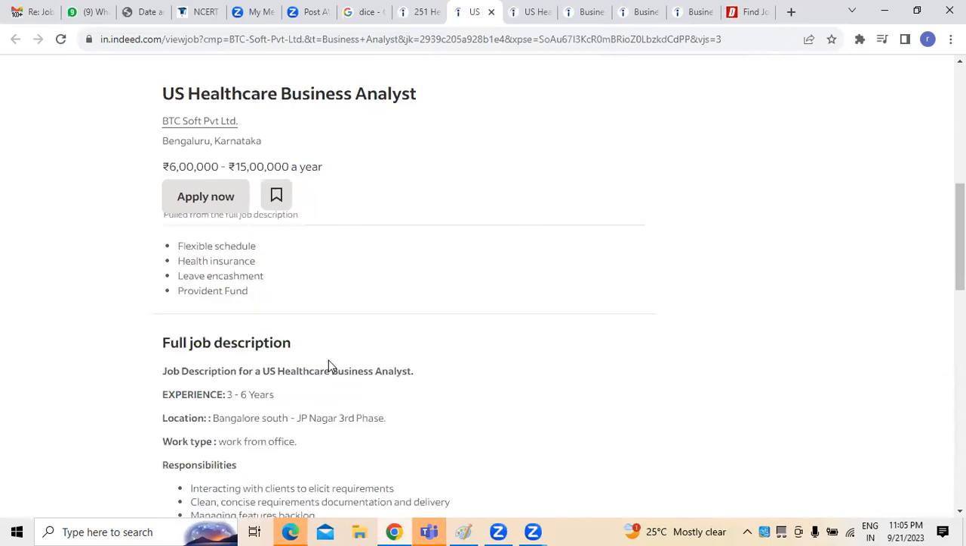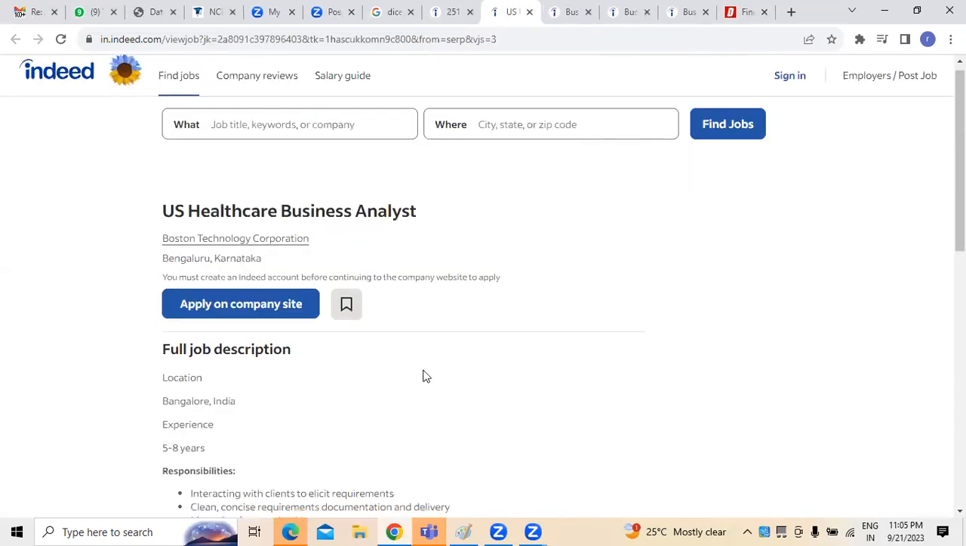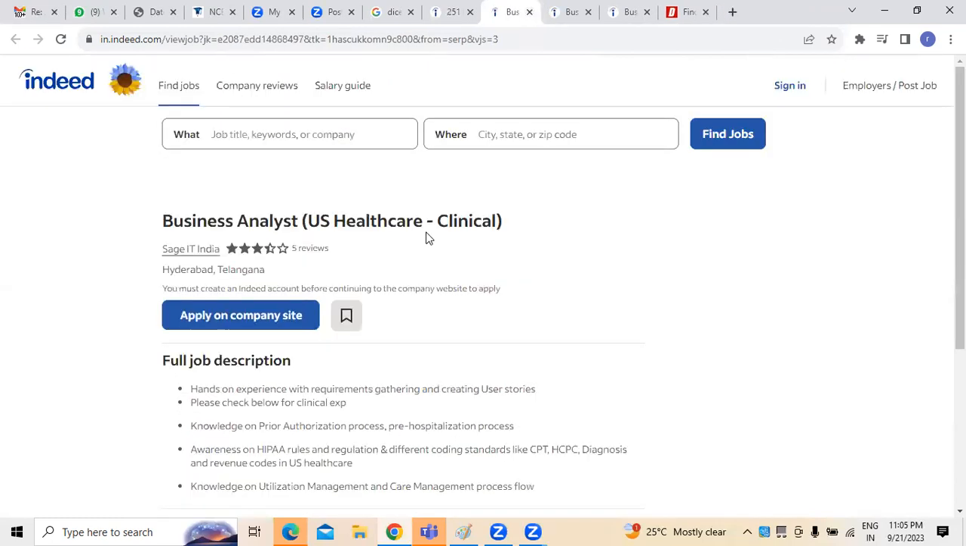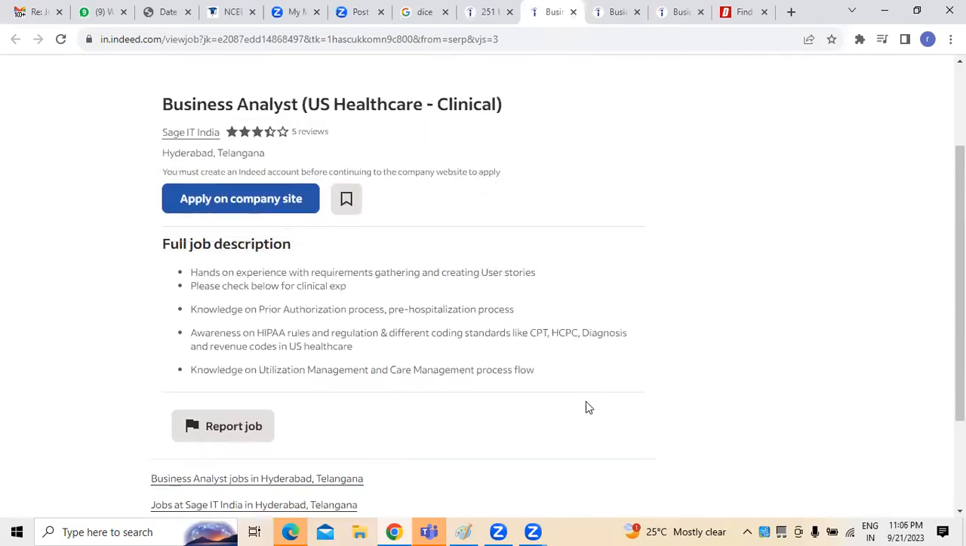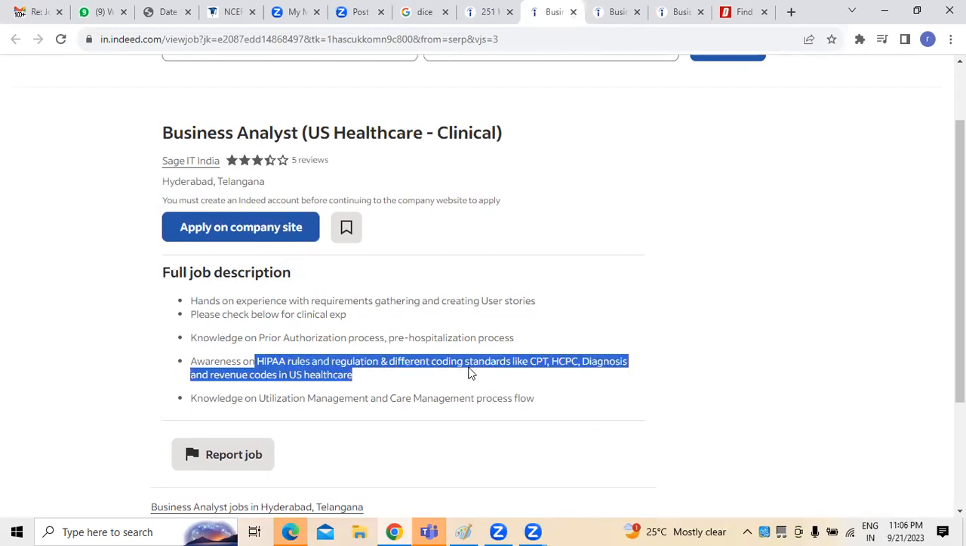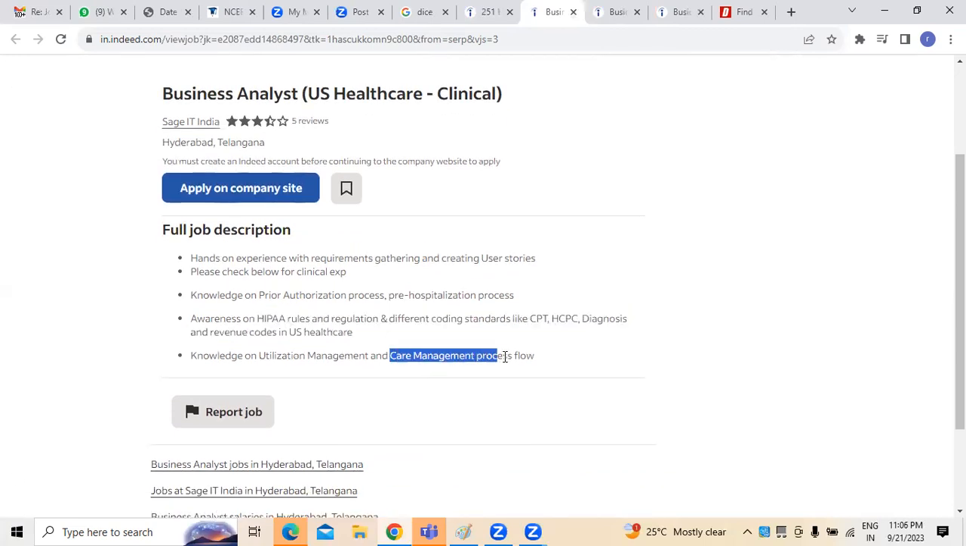Madam, are you watching this? If you can see here, of course, this is the profile we have already seen. Again, I'm showing because they have posted on Indeed and they had posted earlier on Naukri also. The same profile, US healthcare. Next, if you can see this company, I think this is the same Sage IT. You need to have an awareness over HIPAA rules and regulations, different coding standards like CPT, HCPCS, diagnosis, revenue codes in US healthcare. Next, you need to have knowledge over the care management process.